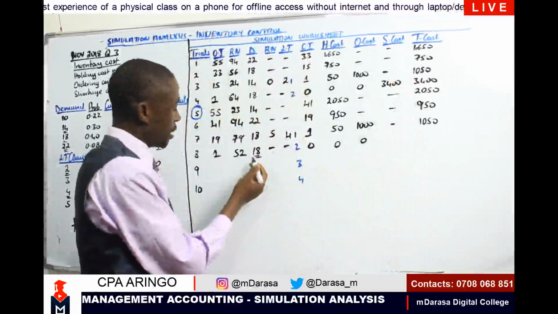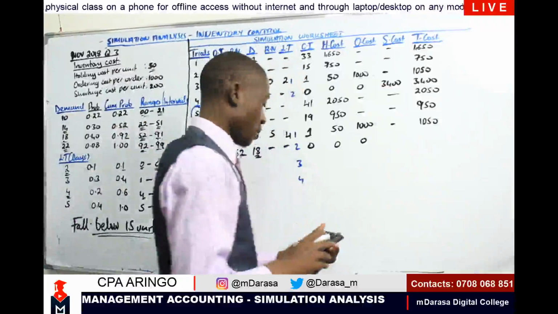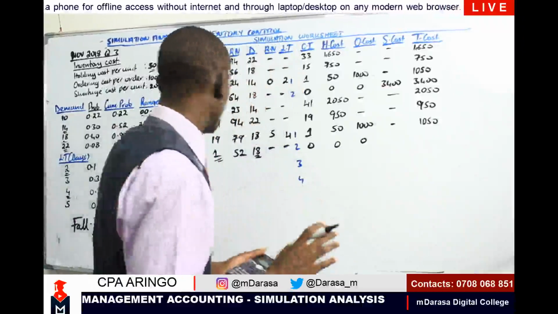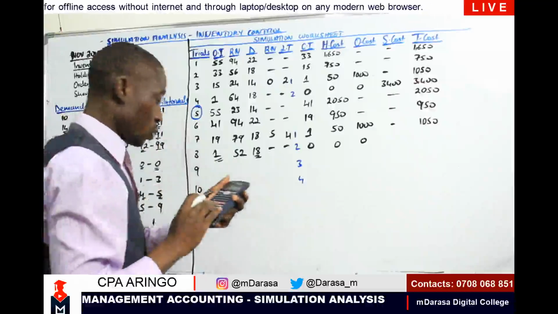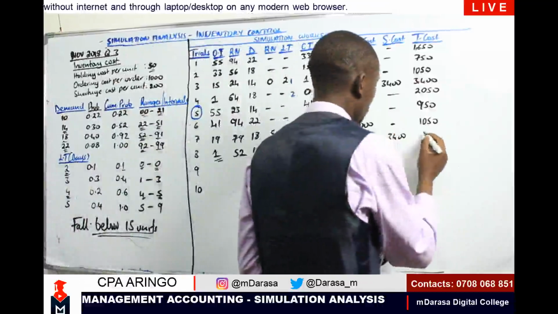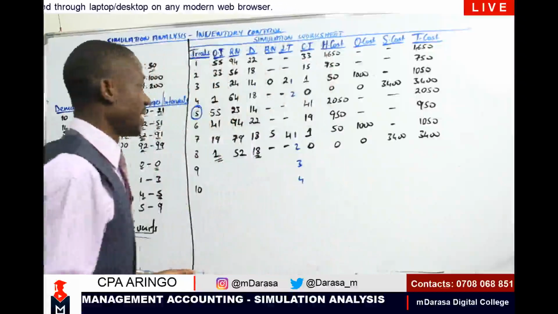My demand is 18, I'm only having 1 unit in store, so I'll be having a shortage of 17. You take that 17 and multiply by the shortage cost per unit, which was 200. That should give us 3,400. Correct?